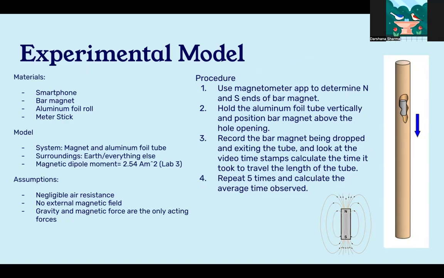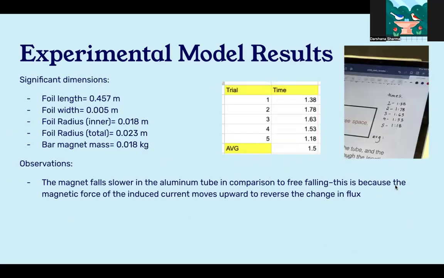For the procedure, we used a magnetometer app to determine the north and south ends of the bar magnet. Then we held the aluminum foil tube vertically, dropped the bar magnet in, and recorded the time it took for the bar magnet to go through the entire length of the tube. For all 5 trials, we received an average of 1.5 seconds for the magnet to go through the tube. Here are my foil dimensions and the bar magnet mass.